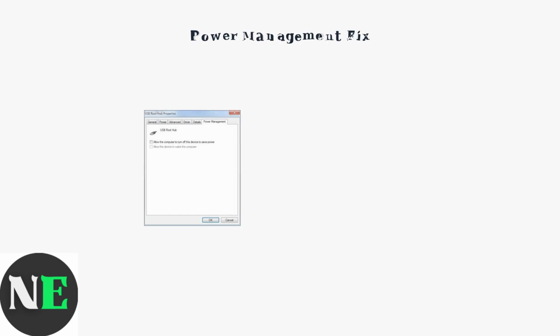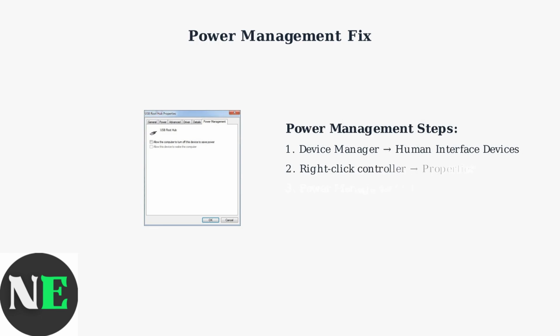Windows power management can cause controller disconnections. In Device Manager, locate Human Interface Devices and disable power saving options for your controller. Uncheck the option that allows the computer to turn off the device to save power. This prevents Windows from automatically disconnecting your controller during gameplay.